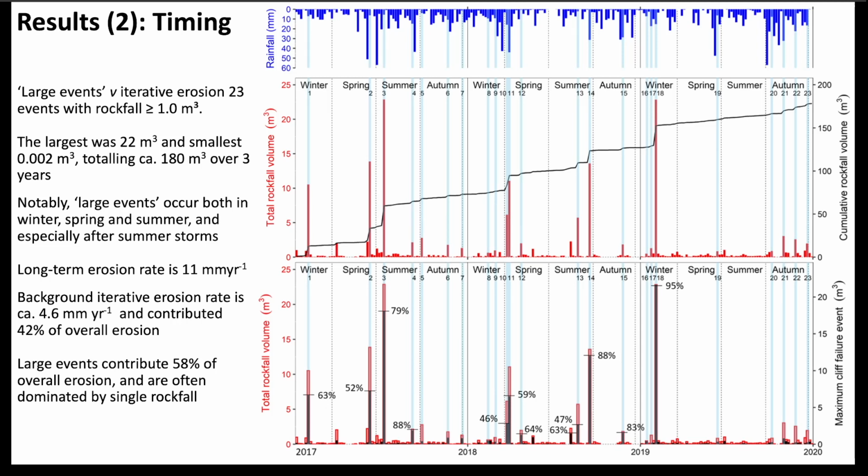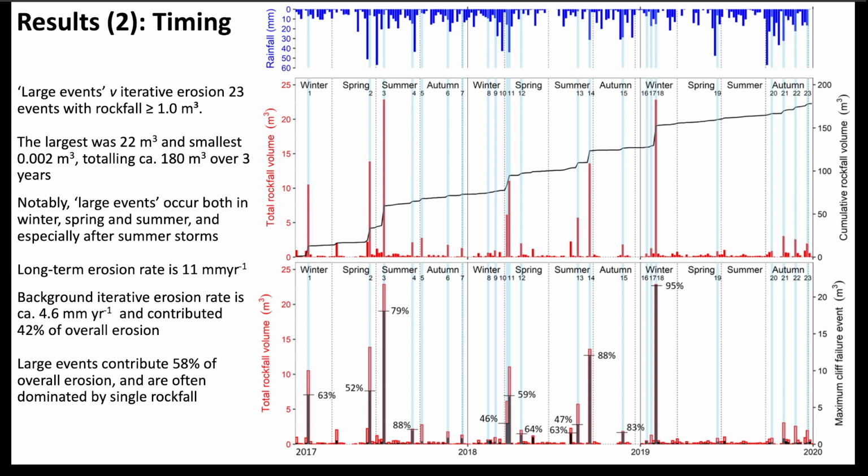In total, that contributes to around 42% of the overall erosion of the cliff. So it is significant, this background almost continual mass wasting. Large events contribute about 60% of the overall erosion. And if you look at the graph at the bottom, the percentages there show the relative contribution of the single largest rockfall to the loss of material in that event. Commonly, these large events are single or are dominated by single rockfalls.